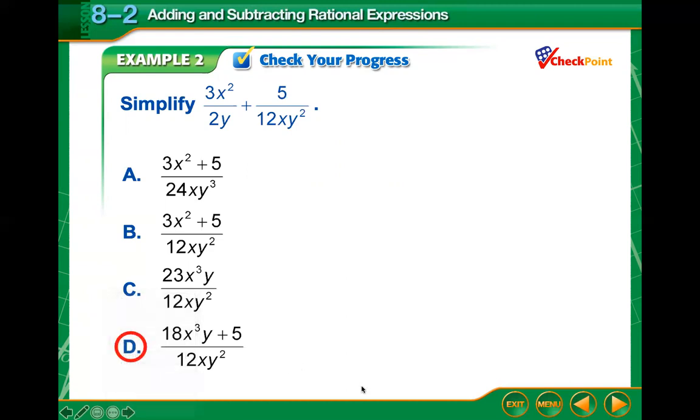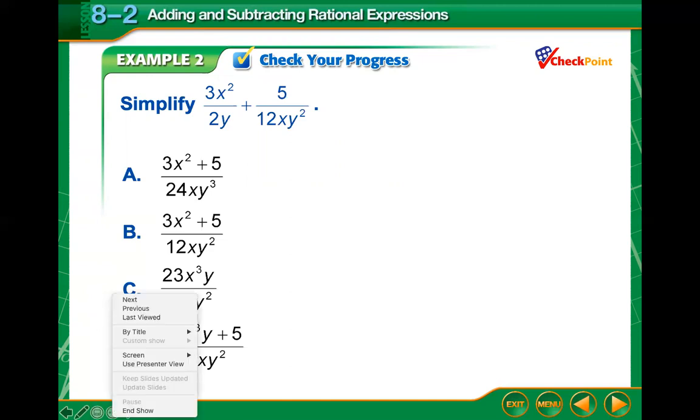So when you do this one, you should get 3x squared over 2y. And again, you just need to make sure that you find the LCM, which in this case means I would need to multiply the first expression by 6xy top and bottom. And that would be all I actually have to do because 12xy squared is the least common multiple.